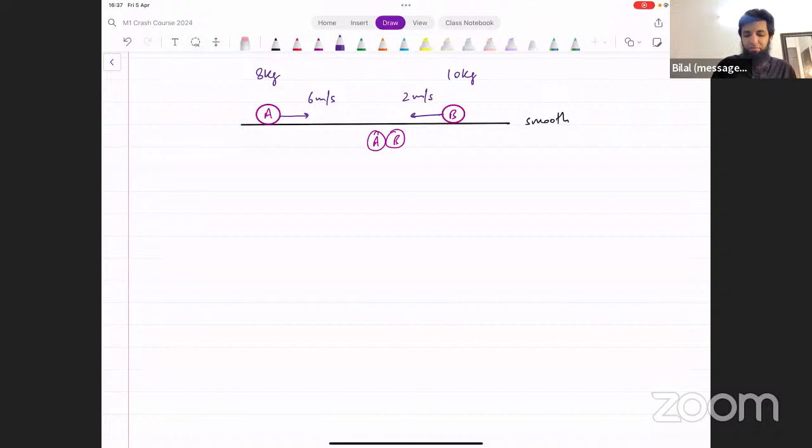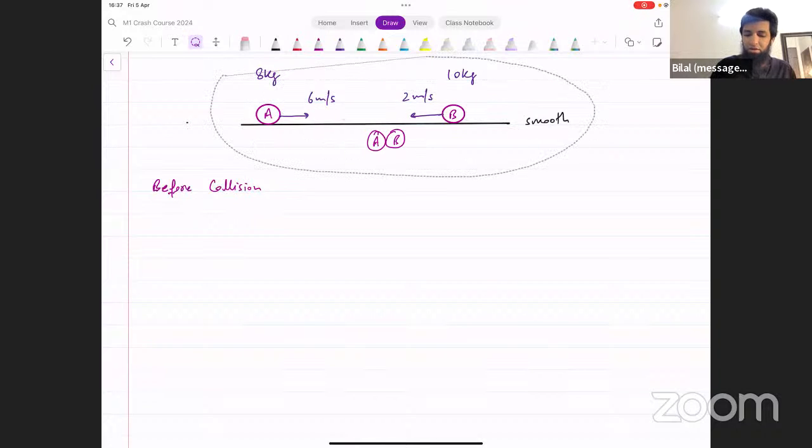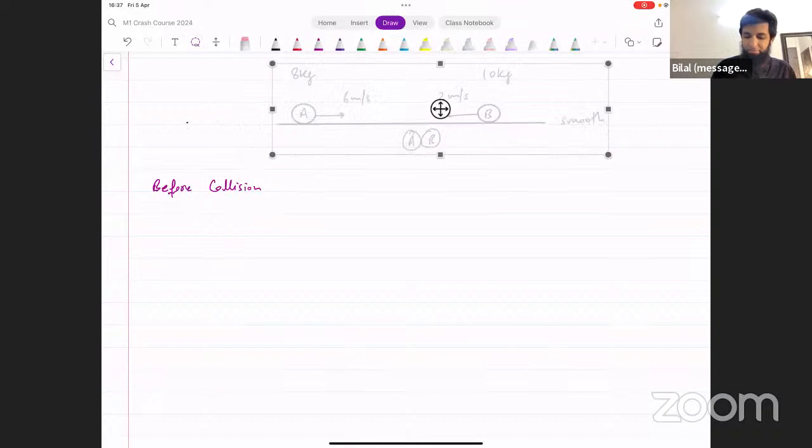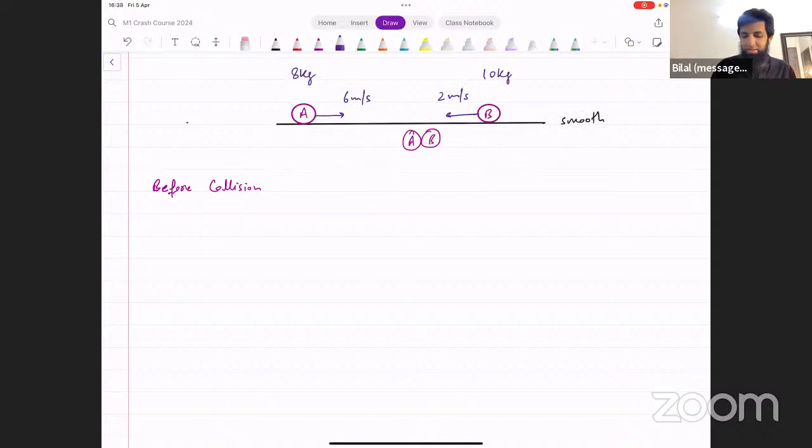Let me actually summarize that information like this. We have some information about before collision. Before collision, we know that the velocity of A is 6 meters per second to the right, and the velocity of B is 2 meters per second to the left. Now, what about after collision?